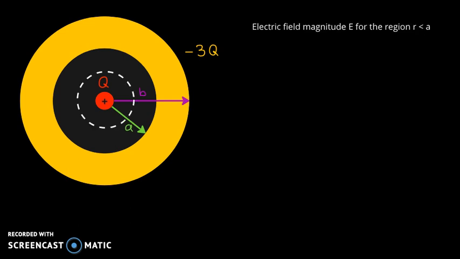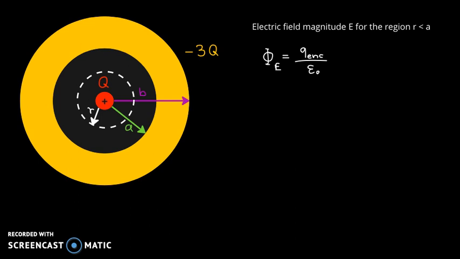Let's apply Gauss's law for the region R less than A. That will be an imaginary spherical Gaussian surface around the point charge Q within the gap, basically. So again, Gauss's law says that the flux through this Gaussian surface is going to be equal to the charge enclosed divided by epsilon 0. So let's set up our equation. Here's Gauss's law, flux equals Q enclosed divided by epsilon 0.